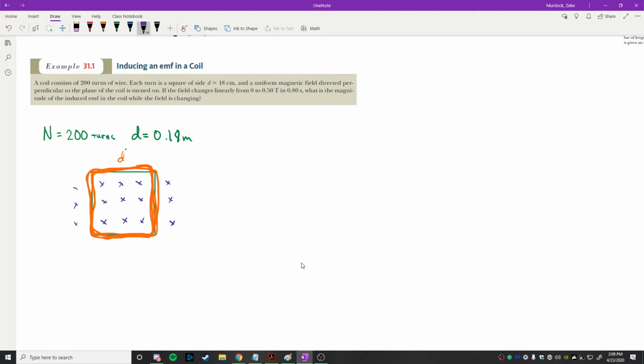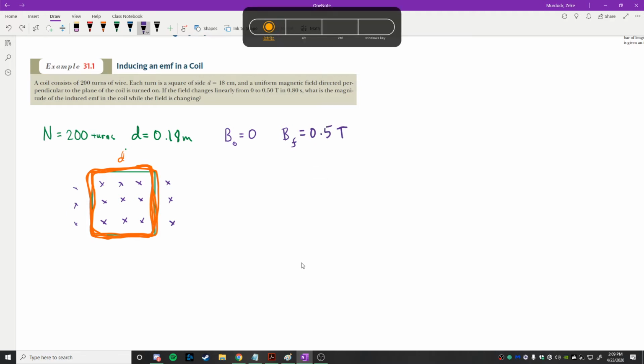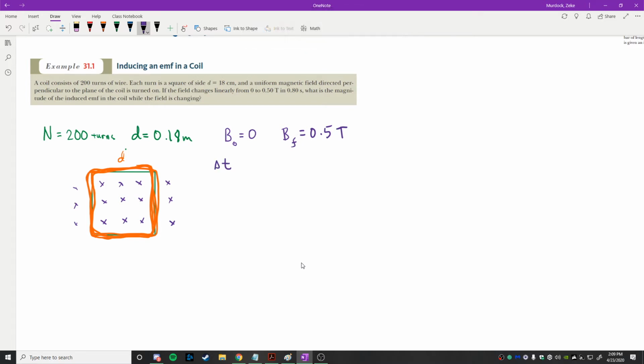And then it says, if the field changes linearly from 0 to 0.5 Tesla in 2 seconds, that means that initially this field is equal to 0, and then finally, this field is equal to 0.5 Tesla. And then the time that this takes, we'll call that delta t, is 0.8 seconds. And we want to find the magnitude of the induced EMF in the coil while the field is changing. Does the question make sense?